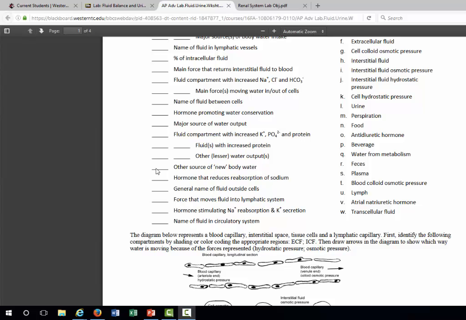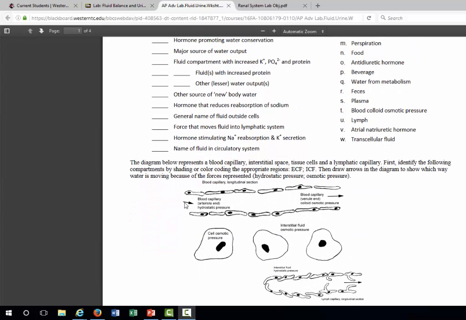All right, so then it says to draw arrows in the diagram to show the way the water is moving because of the forces represented. So we have blood capillary, so blood is entering into this tissue space here through this capillary. So fluid is entering here and water is going to move out on the arterial end. So you want to draw an arrow moving out. And then as pressure decreases across this capillary, that pulls fluid back in. So I want you to draw an arrow going into the capillary on the venule end. So fluid goes out at the arterial end, and then it comes back in on the venule end.